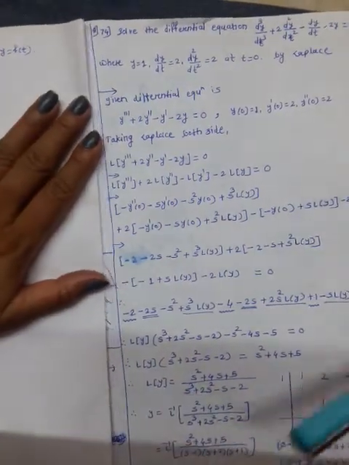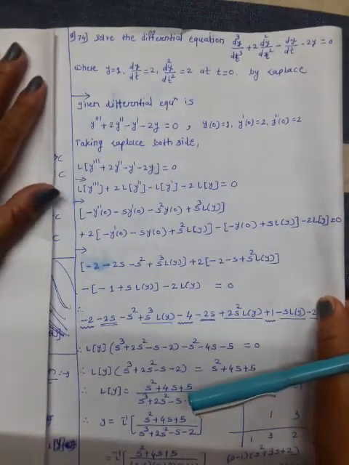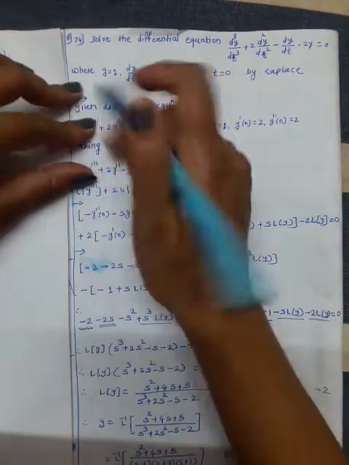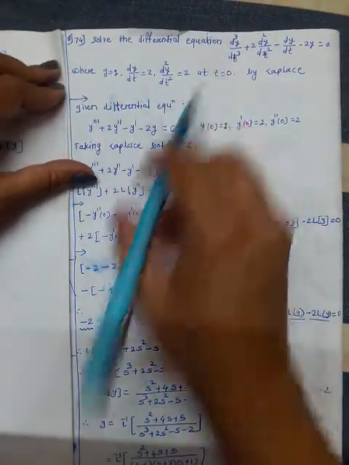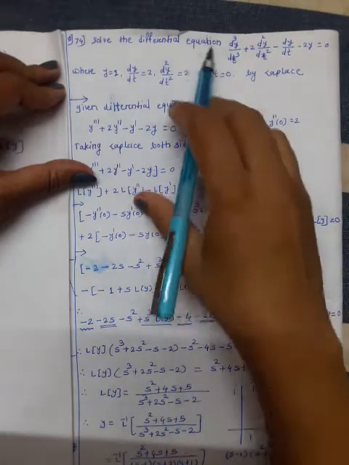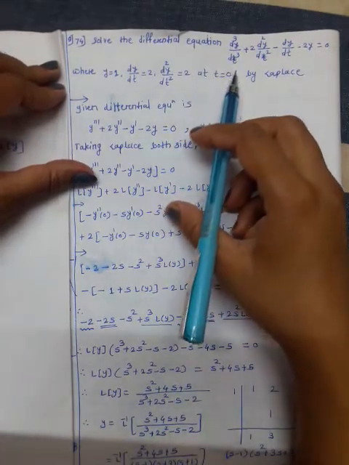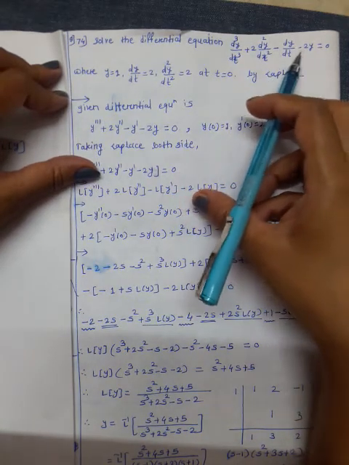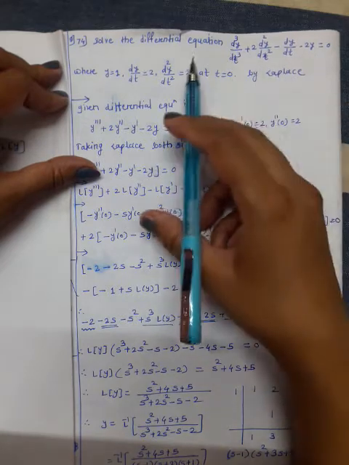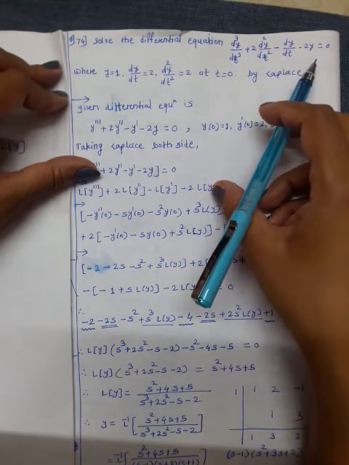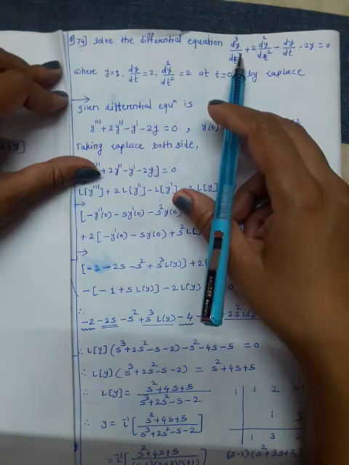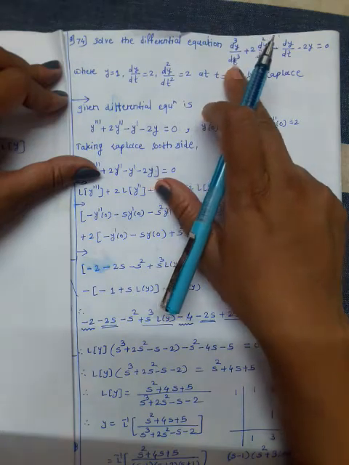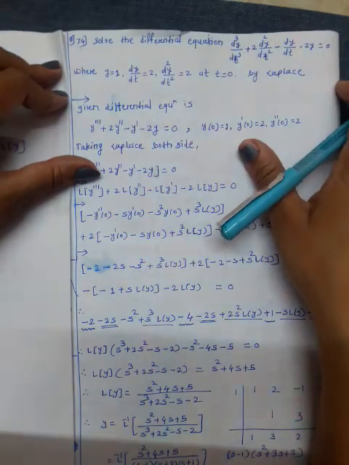Okay. Let us see an example depending on this formula. The question is: solve the differential equation d cube y by dt cube plus 2 d square y by dt square minus dy by dt minus 2y is equal to 0. We have to solve this differential equation, means we have to find the value of y. Our answer will be y is equal to some function of t, where the independent variable is t.